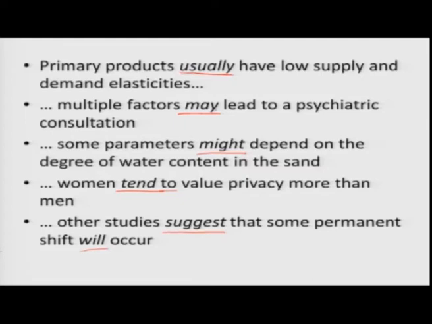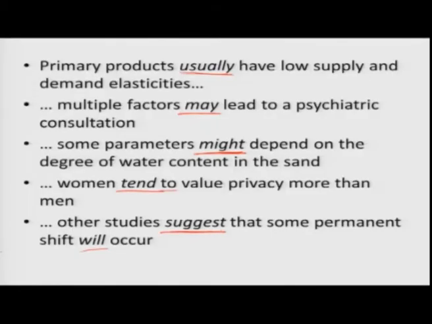Similarly, in the second one, some parameters might depend, the modal verb "might" is the hedging device. Instead of saying some parameters depend on the degree of water content in the sand, you say might depend. So, that tones down. Look at the next one. Women tend to value privacy more than men. You have used a verb here, and see what difference it has brought in. If you say women value privacy more than men, this is quite a strong claim, but if you say tend to value privacy, you are kind of softening.